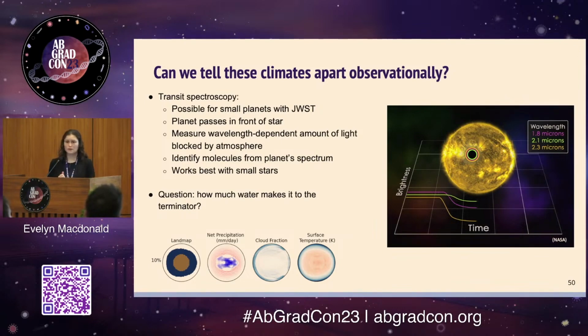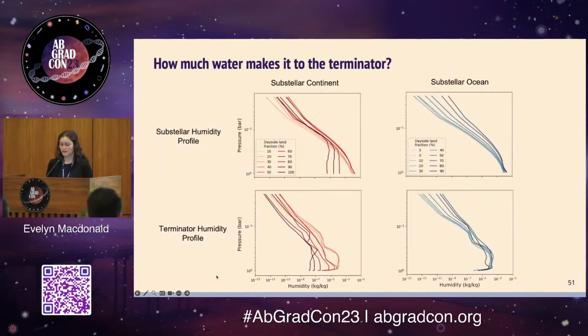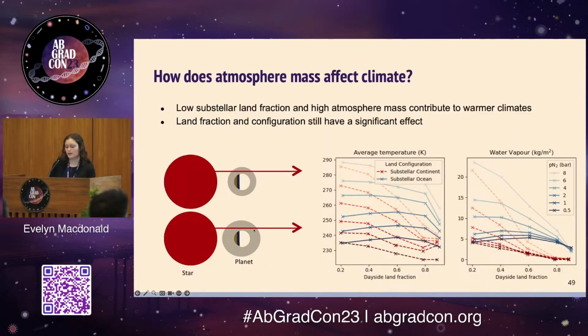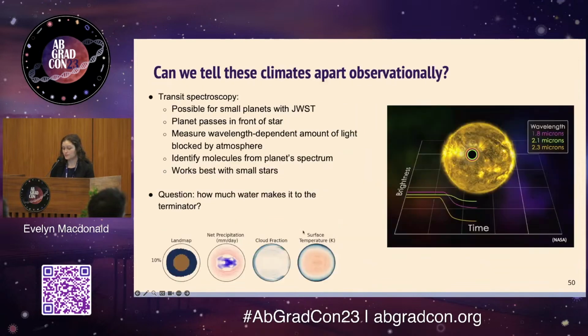So the question then, because most of the water, if you'll recall, was at the substellar point, is how much water is making it to the terminator, because the terminator is where we're getting the photons from. We can't directly image the substellar point, so we're getting the light passing through the terminator.